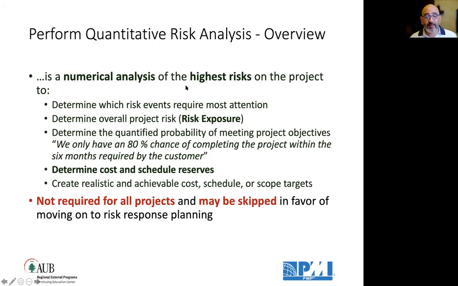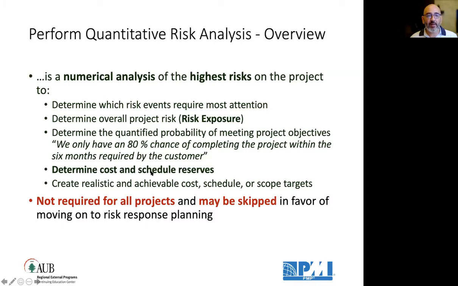So it's a numerical analysis of the highest risk on the project to determine which events require most attention, to determine the overall risk exposure, $250,000 risk exposure, and to determine from the Monte Carlo technique the overall quantified probability of meeting the project objectives. The outcome of Monte Carlo technique is, for example, we only have 80% chance of completing the project within 6 months required by the customer at a $90,000 cost variance. Also to determine the cost and schedule reserve.